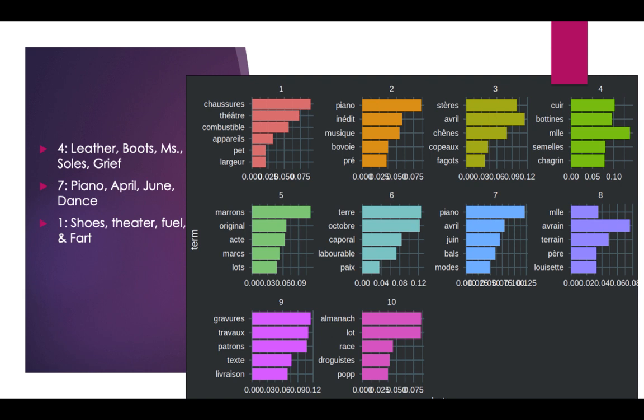Some of the topic groupings didn't turn out so well, or else there's some weird stuff going on in Luxembourg theaters, because it grouped shoes, theater, fuel, and fart. He admitted that it might just be a freak occurrence, and if he changed the number of groupings or played with the numbers a little bit, it might make groupings that make more sense. But 10 is just an easy number to start with.